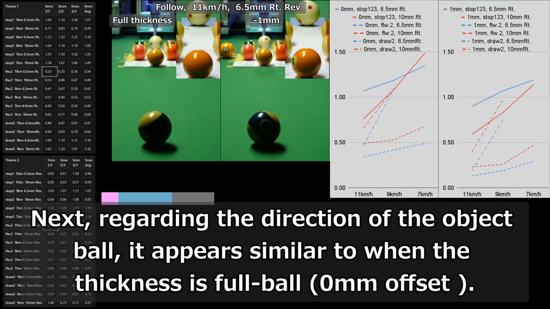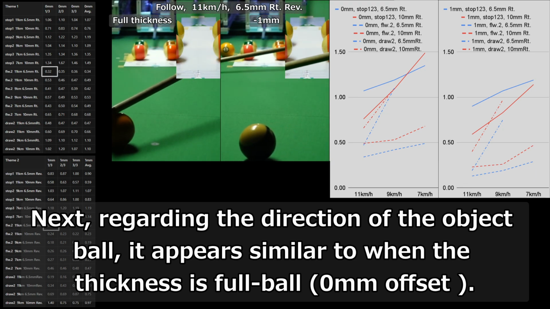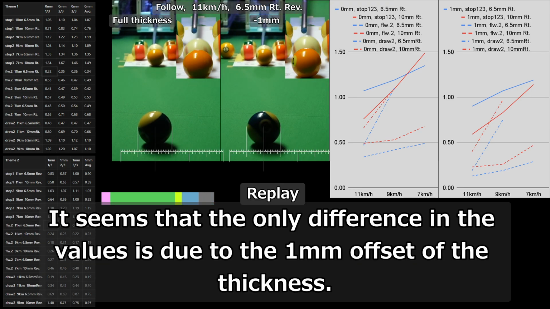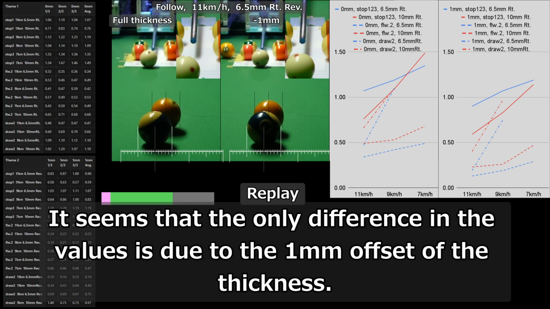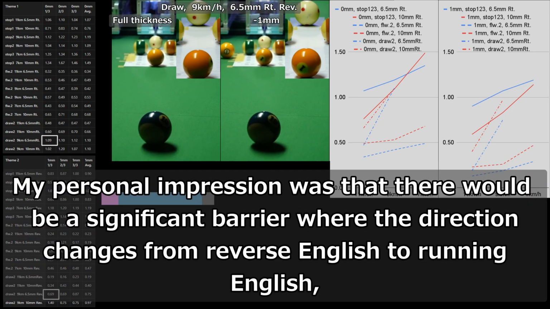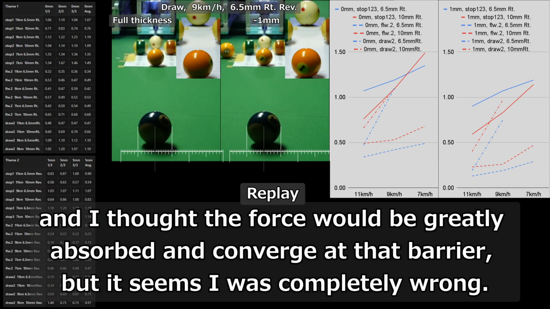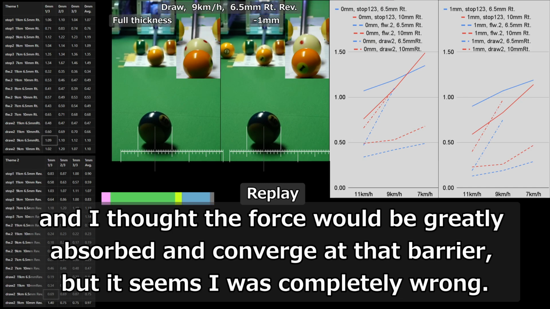Next, regarding the direction of the object ball, it appears similar to when the thickness is full ball. It seems that the only difference in the values is due to the 1 mm offset of the thickness. My personal impression was that there would be a significant barrier where the direction changes from reverse English to running English. And I thought the force would be greatly absorbed and converge at that barrier, but it seems I was completely wrong.